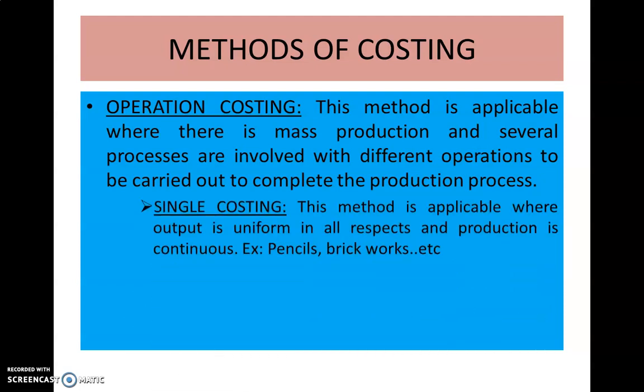Under operation costing, the next costing method is called single costing. This method is applicable where the output is uniform in all respects and production is continuous. Under this method, production is continuously carried on. Units produced are identical here. The cost per unit is arrived at by dividing the total cost by the total number of units produced. This method is suitable to the industries producing pencils, brickworks, dairy products, etc.